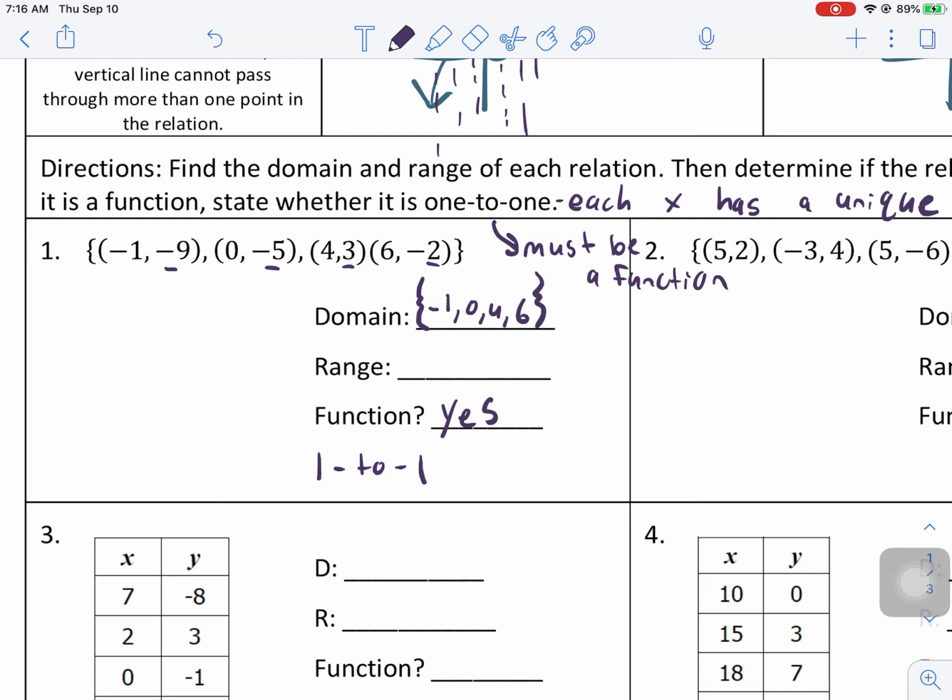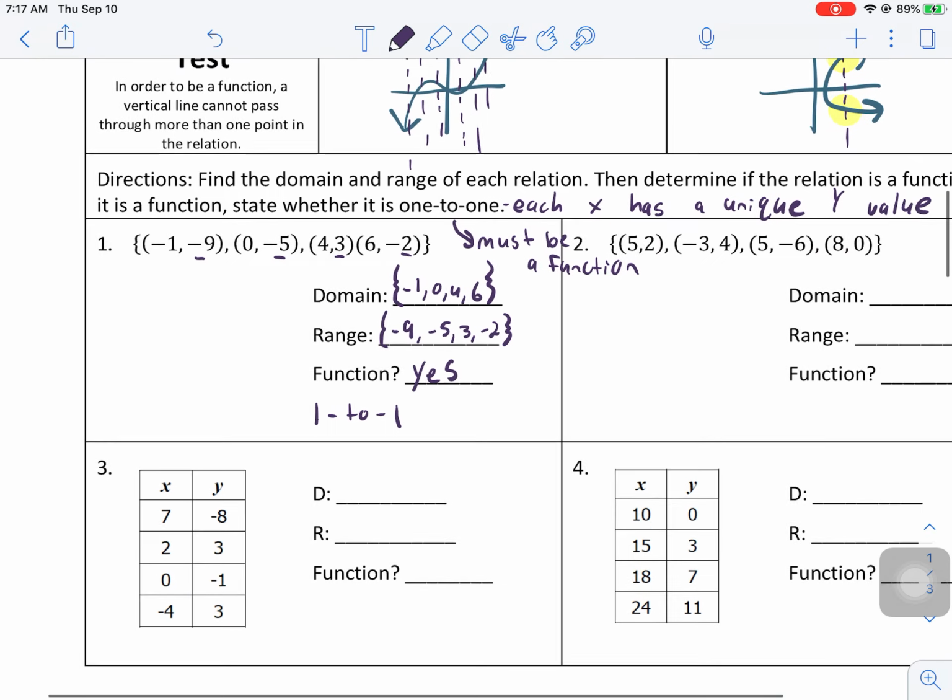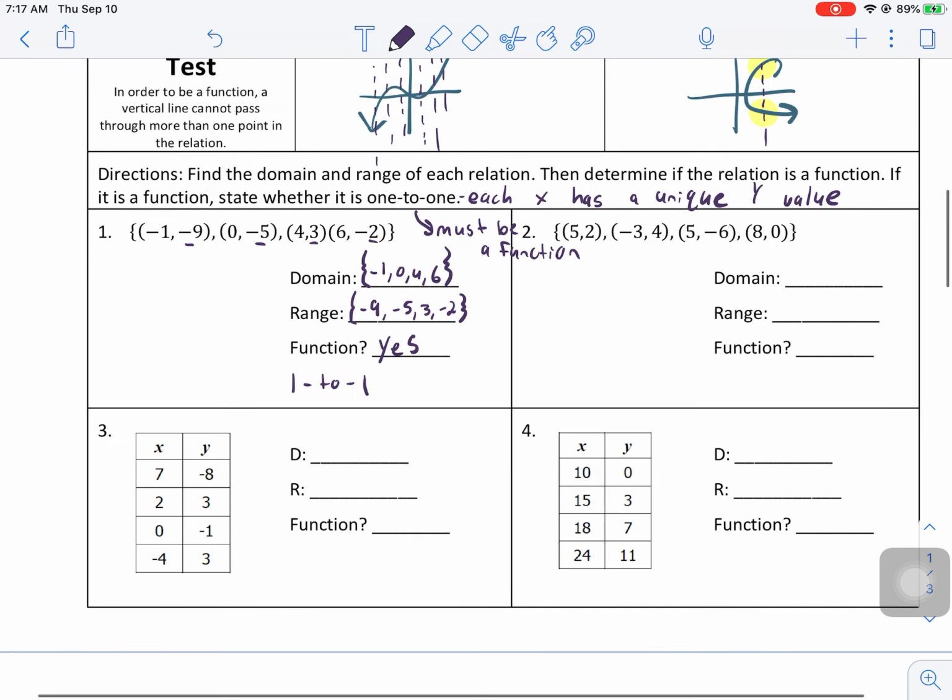For the range, we would do the same thing, except we're talking about the y values, okay? So we'd have -9, -5, 3, and -2. All right? So then I would want you guys to try out that next one. Try to decide, is it a function, yes or no? If it is a function, is it one-to-one? Write the domain, write the range, okay?